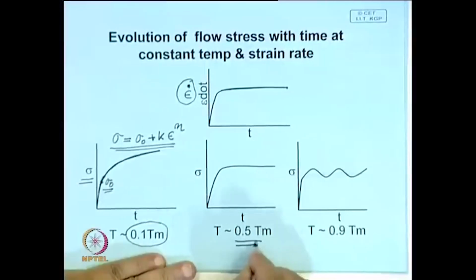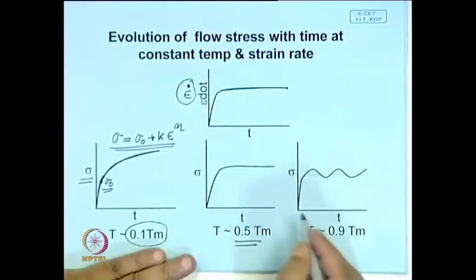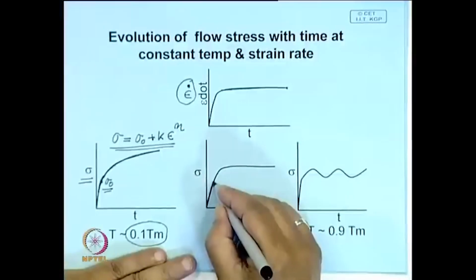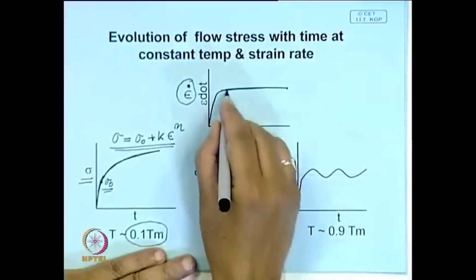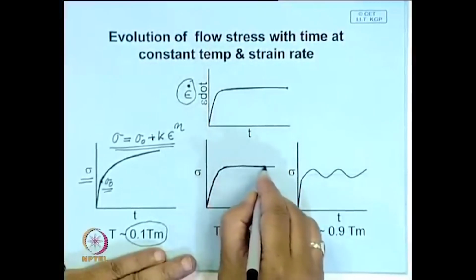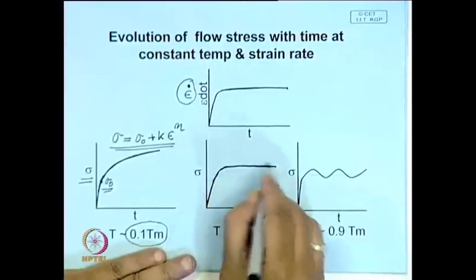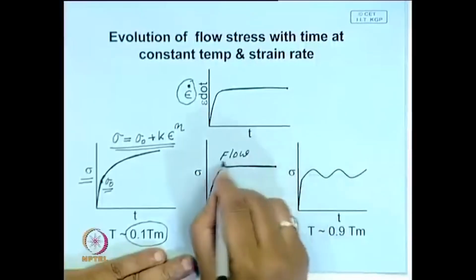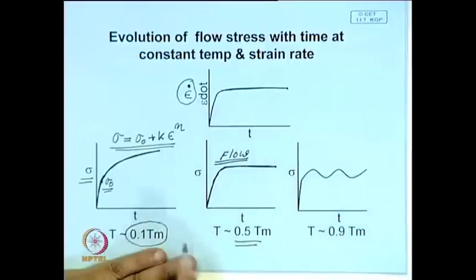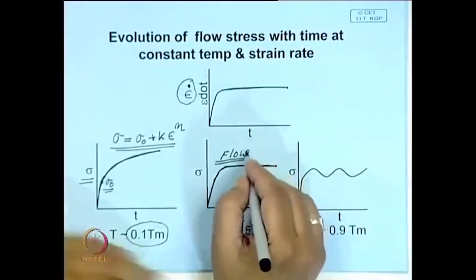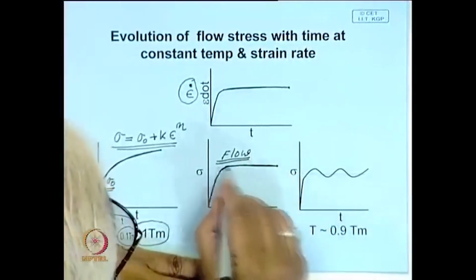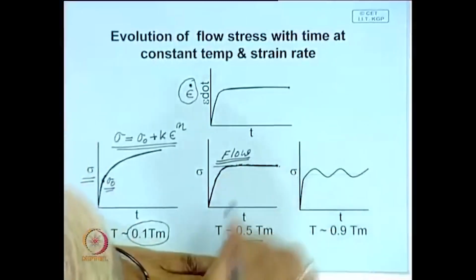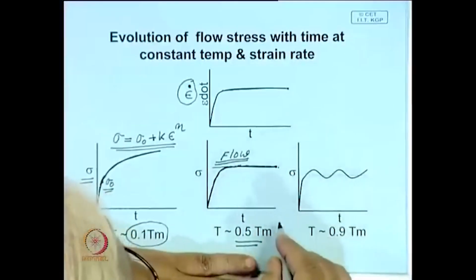If you are working in a higher temperature range, say 0.5 Tm, then something like this happens. Initially the load increases, but after some time a steady state is attained, and this is called the flow stress. The material continues to flow at a fixed flow stress, and the flow stress does not change with time, and this is where you can give very large amounts of deformation.